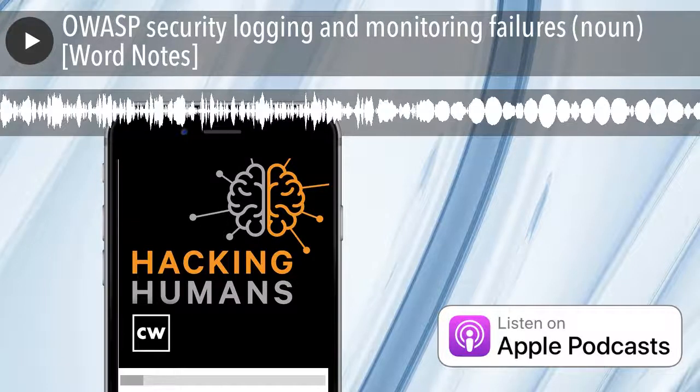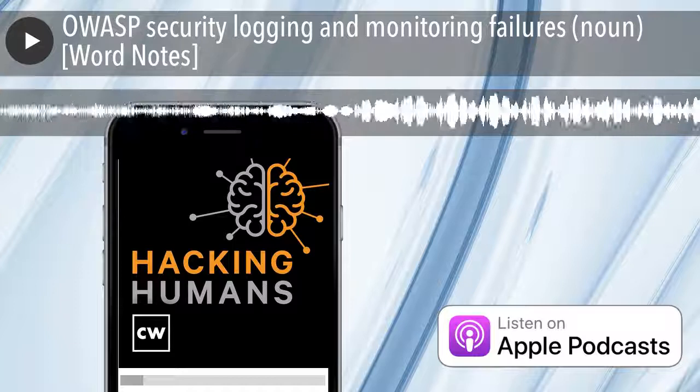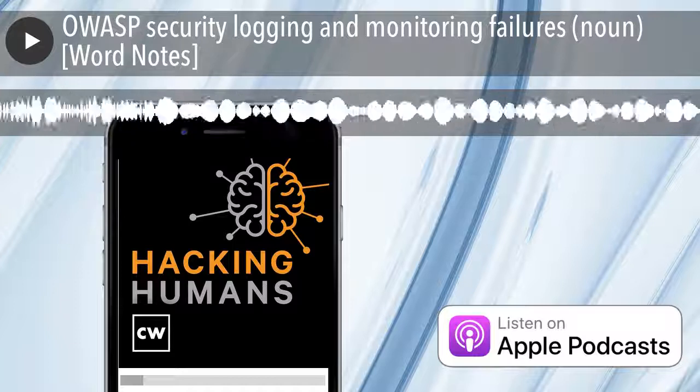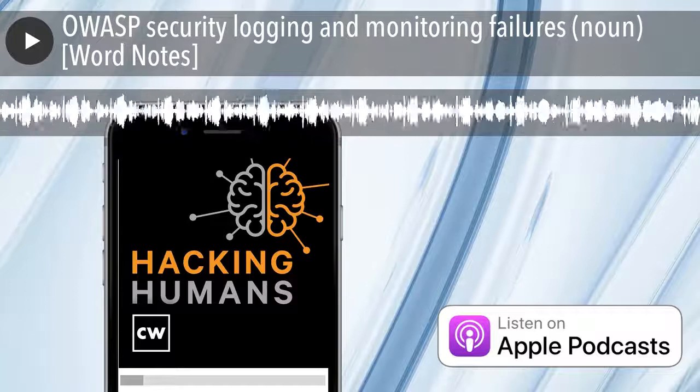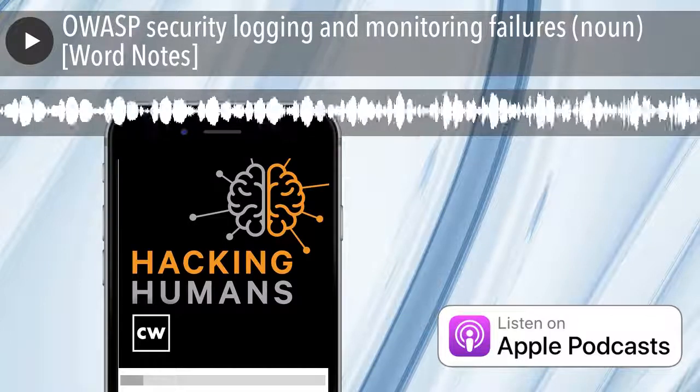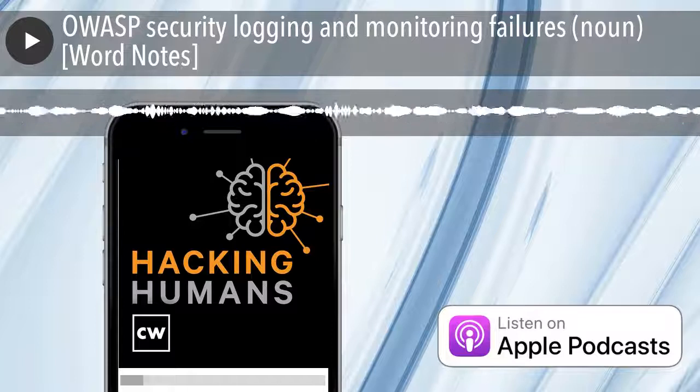In the 2021 version of the Top 10 list, the committee moves security logging and monitoring failures up one spot to number 9. Logging failures most often occur when auditable events are not logged at all, are only logged locally, or are logged in a way that is inadequate or unclear.